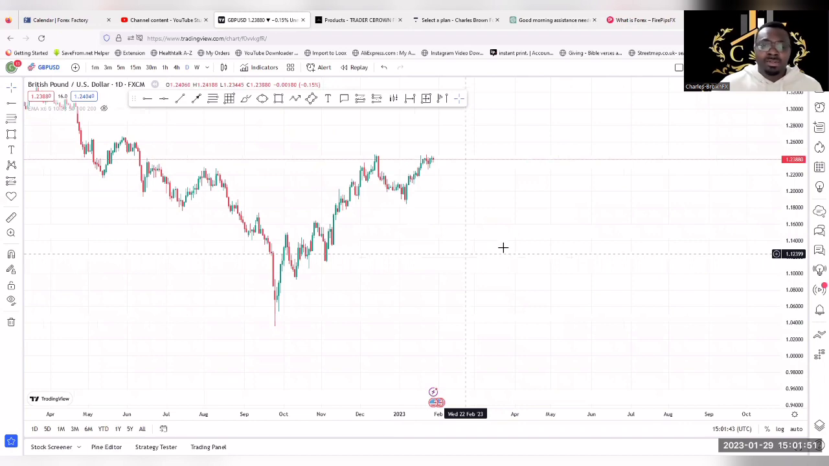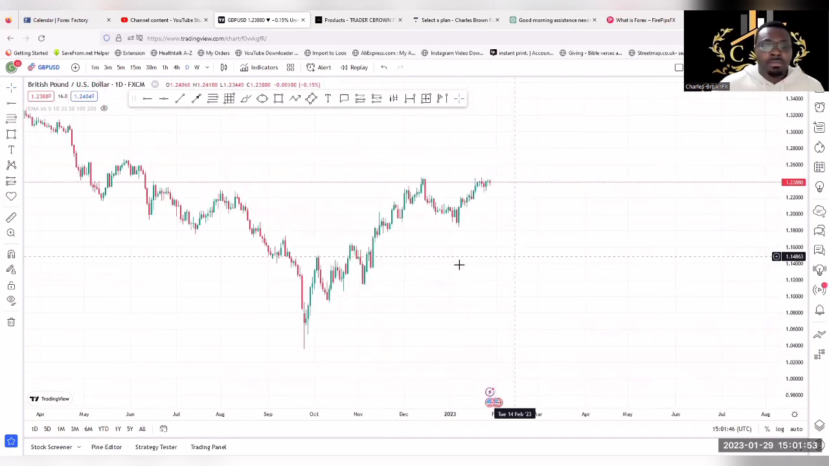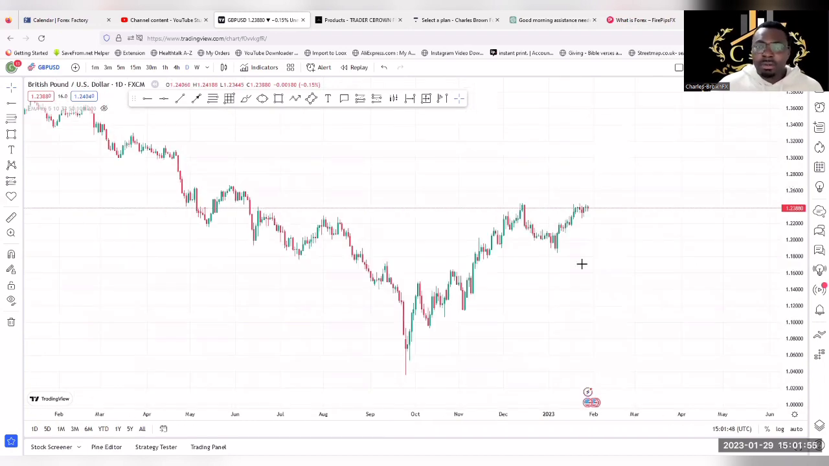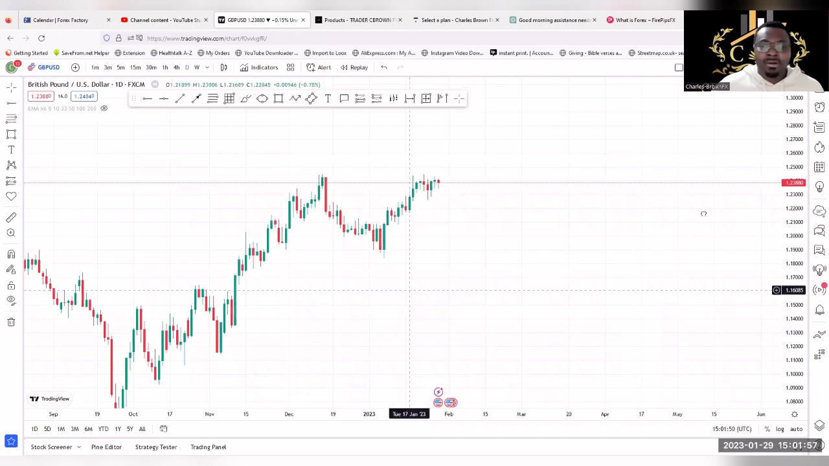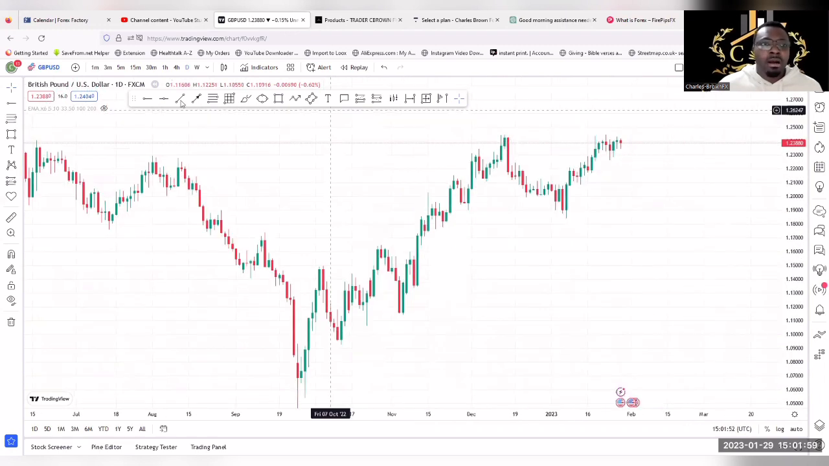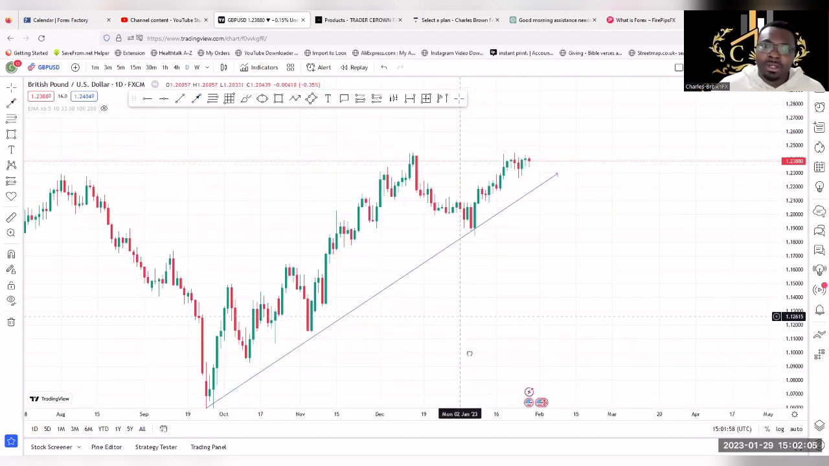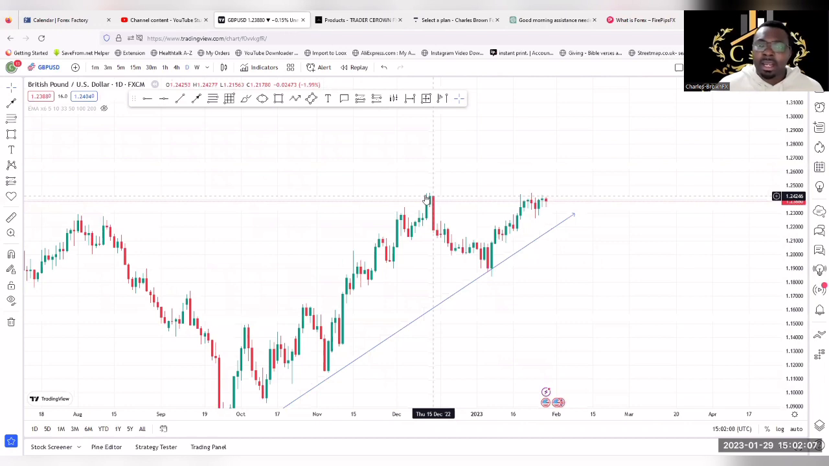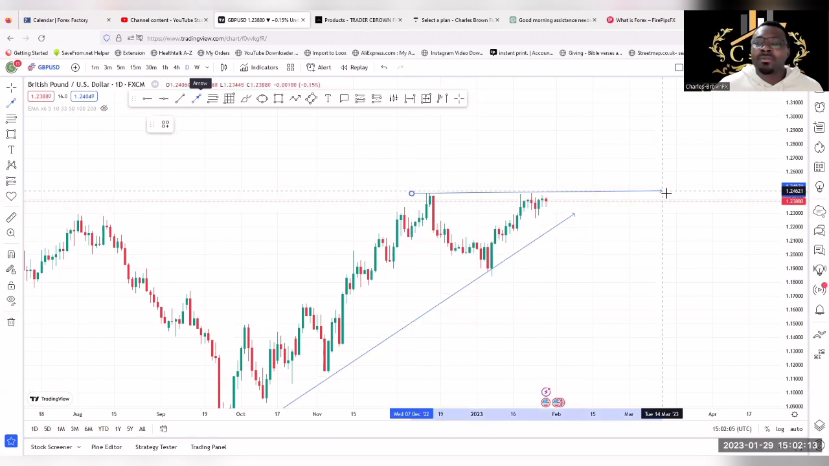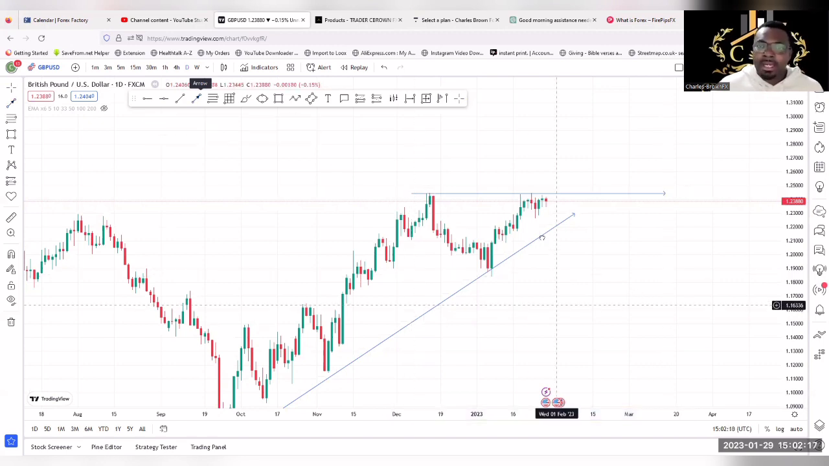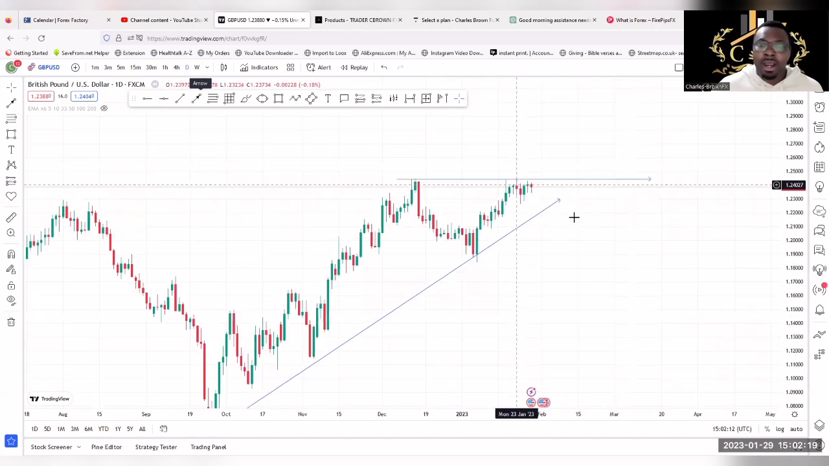We look at market structure to be able to tell what the market is doing now. Looking at this daily time frame, you can tell that we are on an uptrend. The market just bounced off that trend line, and we can see that the market has tapped into this previous high, giving us an equal high at that level, and then began to play around there.